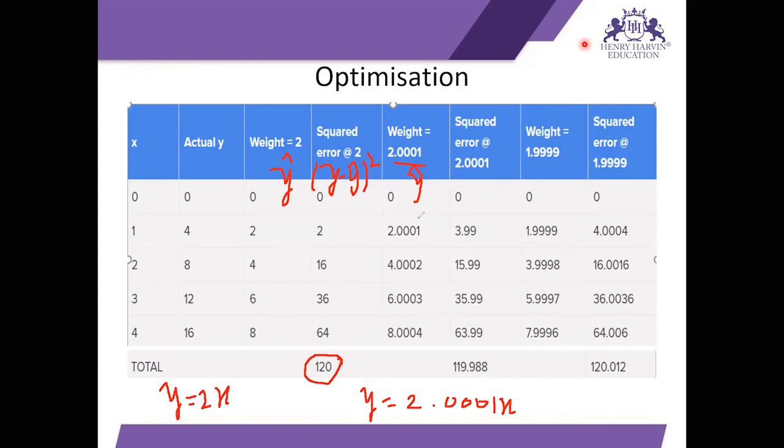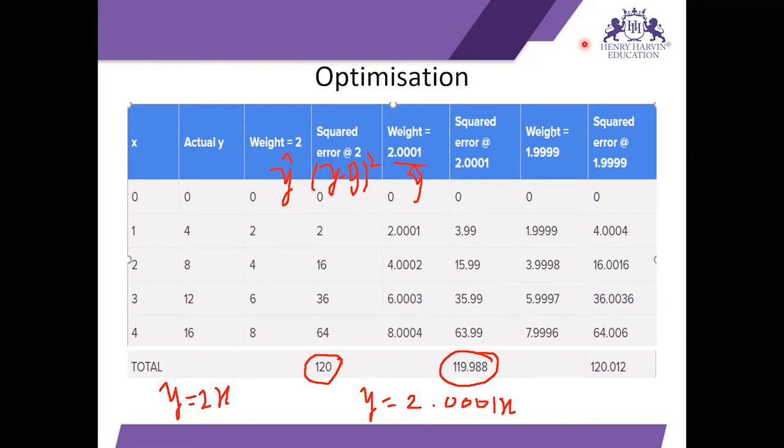Now the squared error is calculated for this. From the actual value and this predicted value, y minus y hat the whole square. So now we get the error as 119.988. From this, what we can understand is the error is getting reduced, yes or no? Because previously it was 120 and now we are getting 119.988. We have increased the weight just by 0.0001, right? So the error is getting reduced.